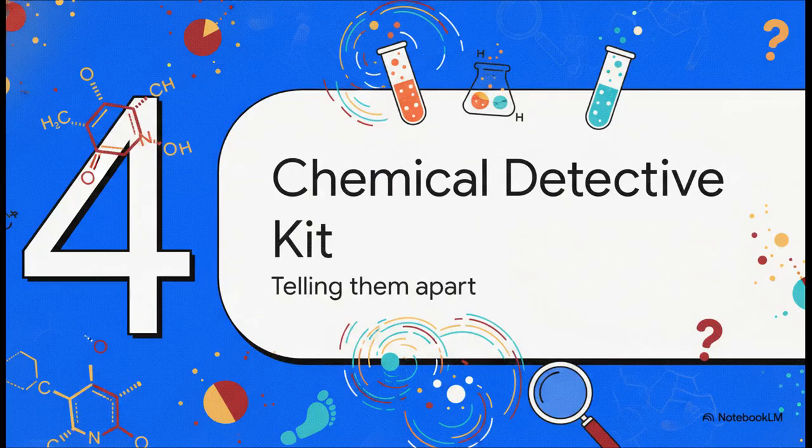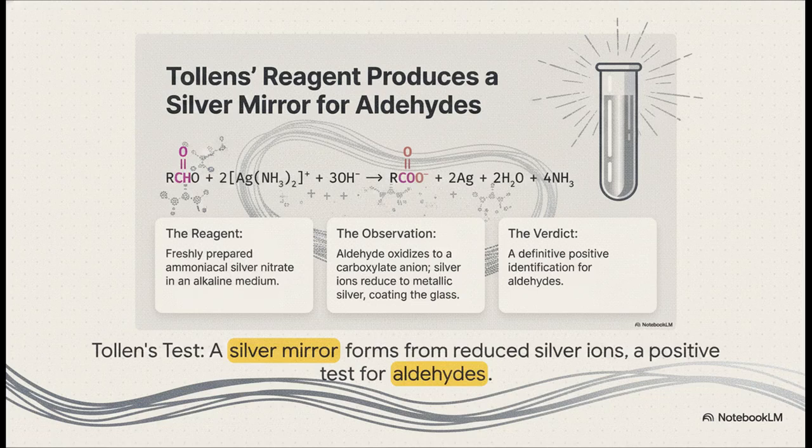Now, this massive difference in how they oxidize isn't just an interesting fact. It's incredibly useful. It's the whole basis for our chemical detective kit, a set of simple visual tests we can use to figure out exactly what we're looking at. First up, we have the famous Tollens' test, also known as the silver mirror test. Here's the deal.